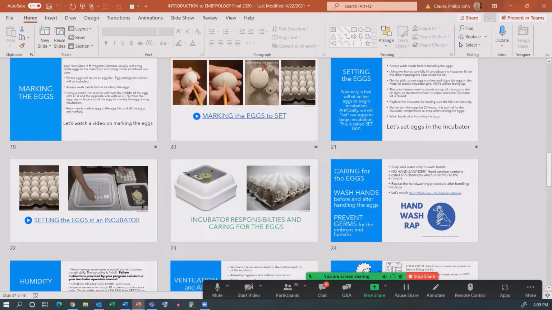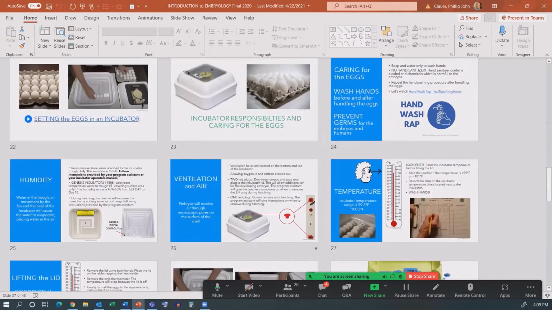So people hear a lot about hand washing. It's expected for the program to teach this to students to protect the eggs as well as the students. It's more to protect the eggs actually than the students in most cases. And then it talks about the important things again in a little more detail: the humidity, the ventilation, how the work temperature, keep records.